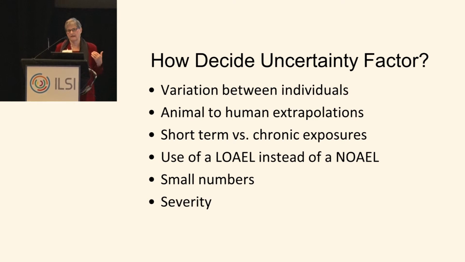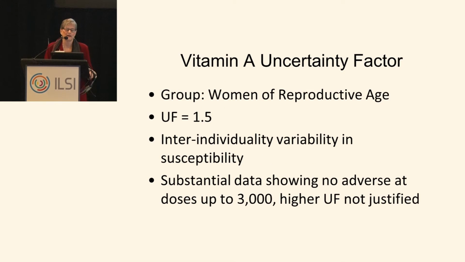Now, how did they decide the uncertainty factor? They needed to consider variation between individuals, animal to human extrapolations, short-term versus chronic exposures, whether they used a LOAEL or a NOAEL, small numbers, and severity. For women of reproductive age, they chose an uncertainty factor of 1.5. And I'm guessing that was a lot of discussion between the nutritionists and the toxicologists on that committee. That's a pretty low number.